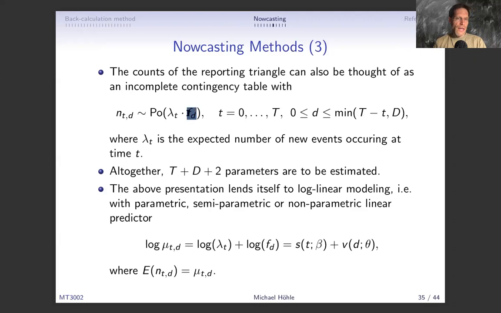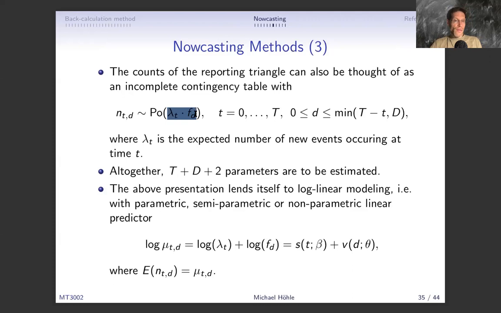Altogether, there are T plus D plus 2 parameters to be estimated. And once you see something like this as a statistician, you say, okay, this is good. We need to parameterize the mean because it's a count data distribution. The mean has to be larger than 0. So the mean doesn't have to be an integer number. Please don't make the mistake of thinking that it has to be an integer.